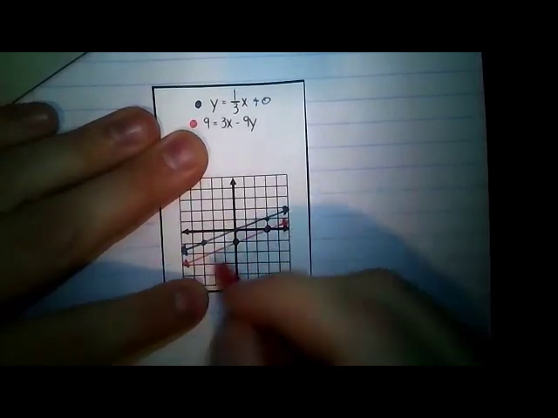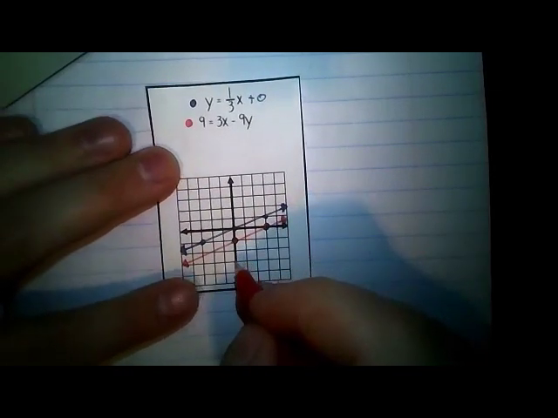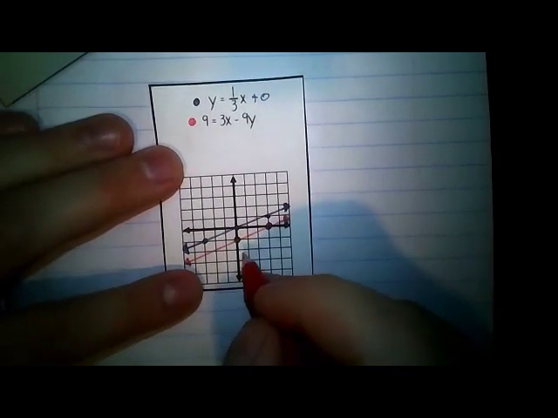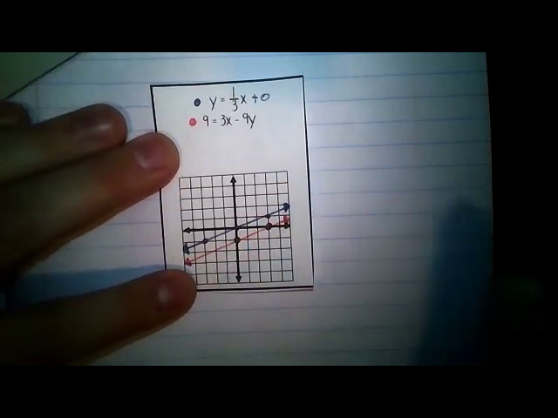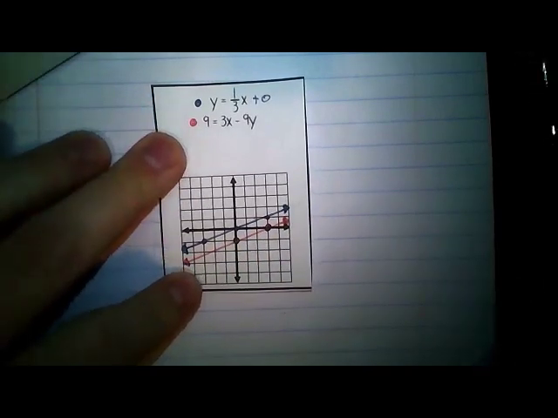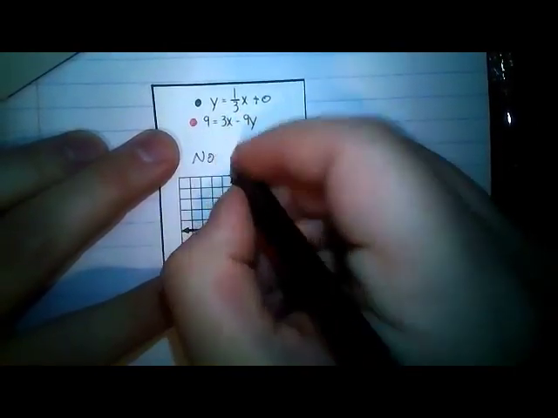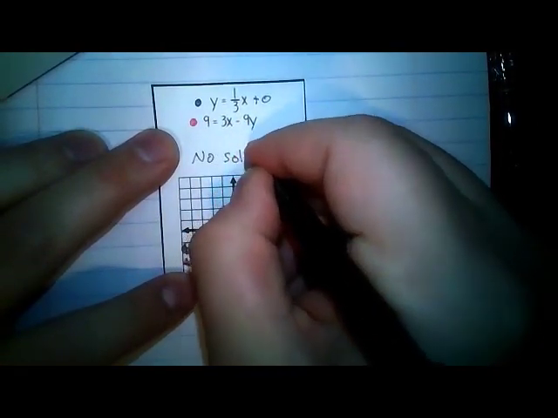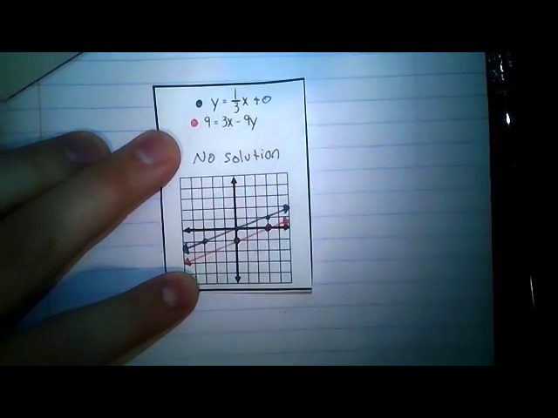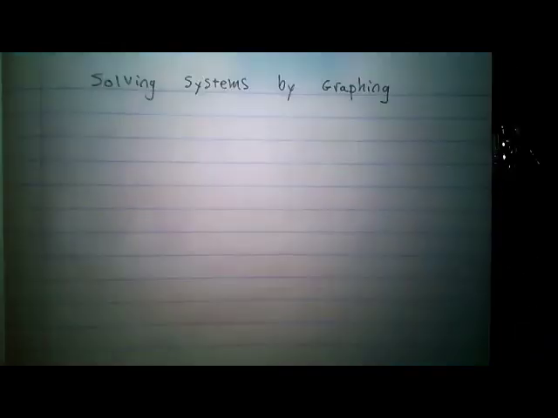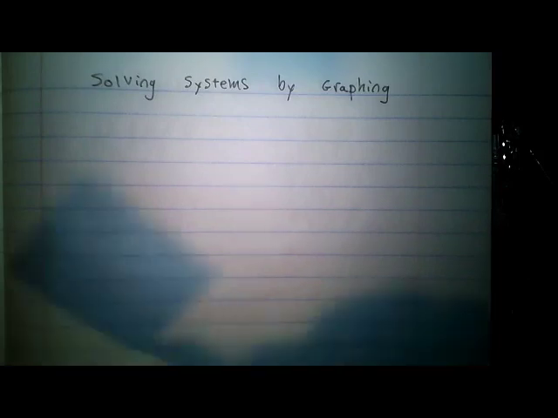Okay. They're never going to touch. And parallel lines, if they're in a system, have no solution. So this system has no solution. So you might be wondering how you're going to end up putting this in your book.